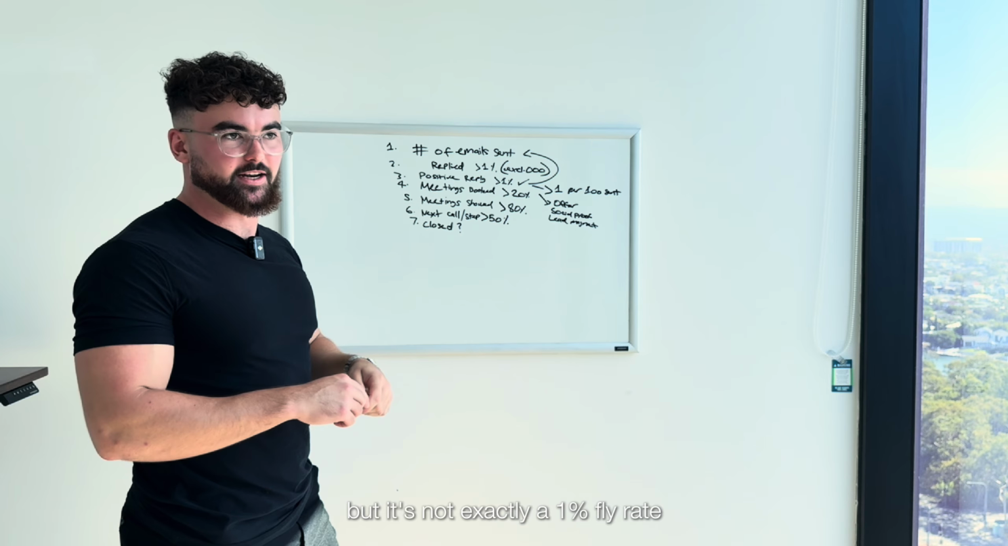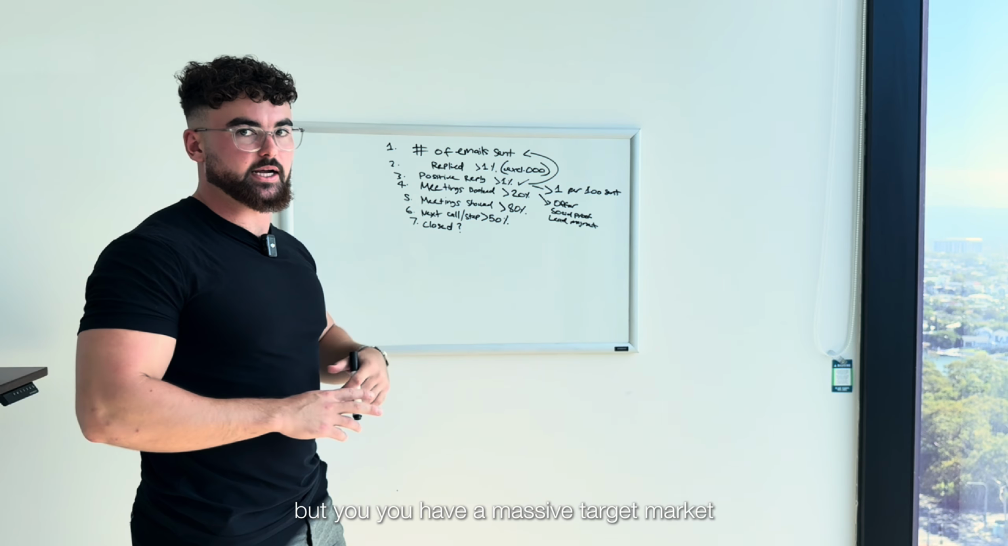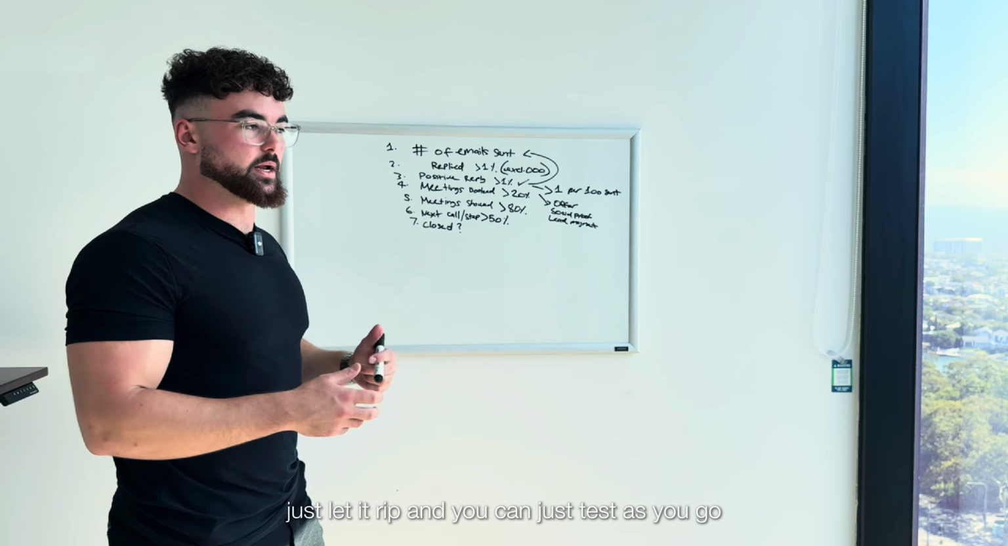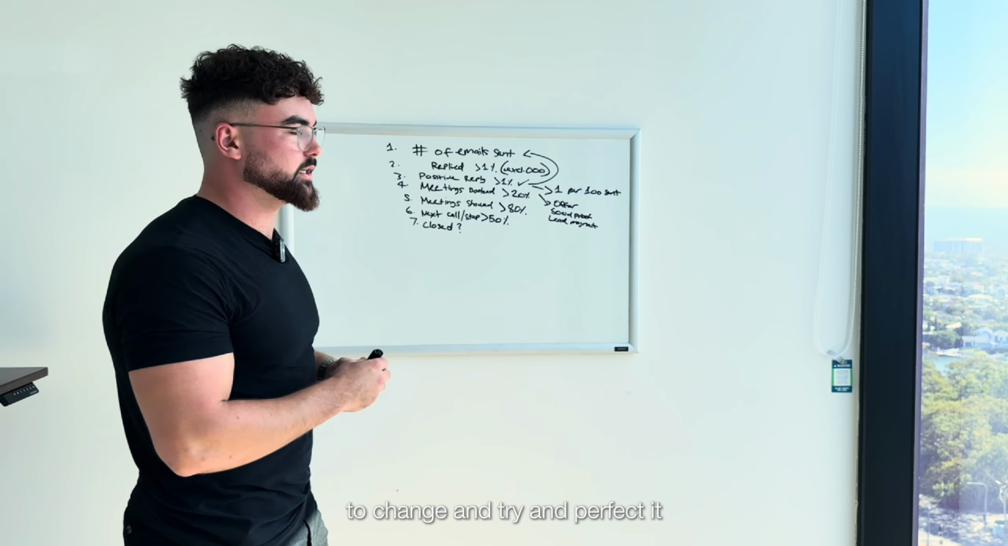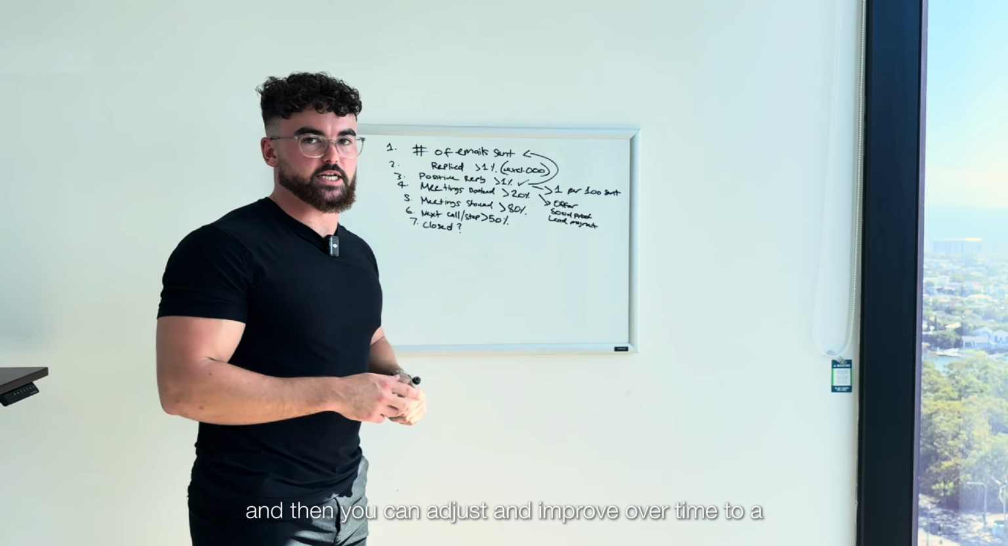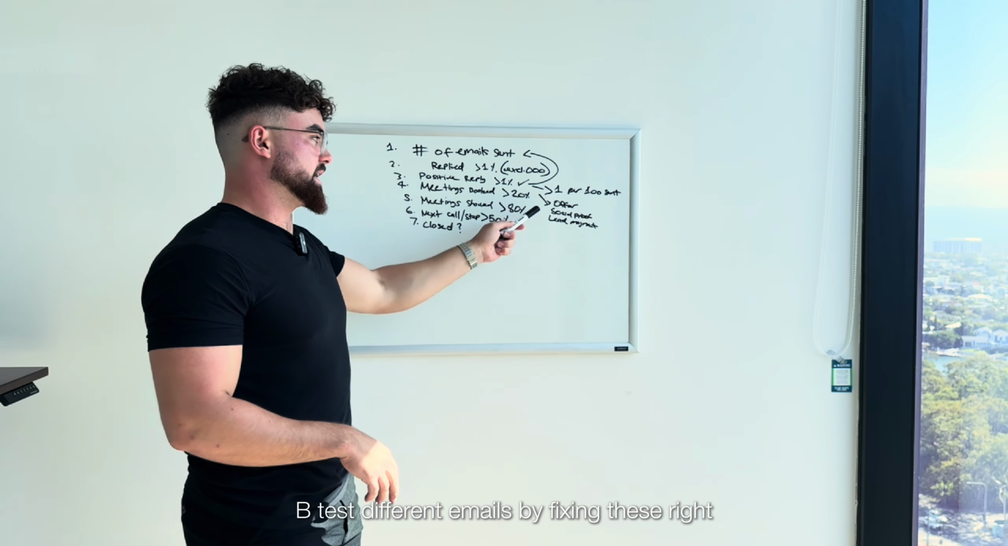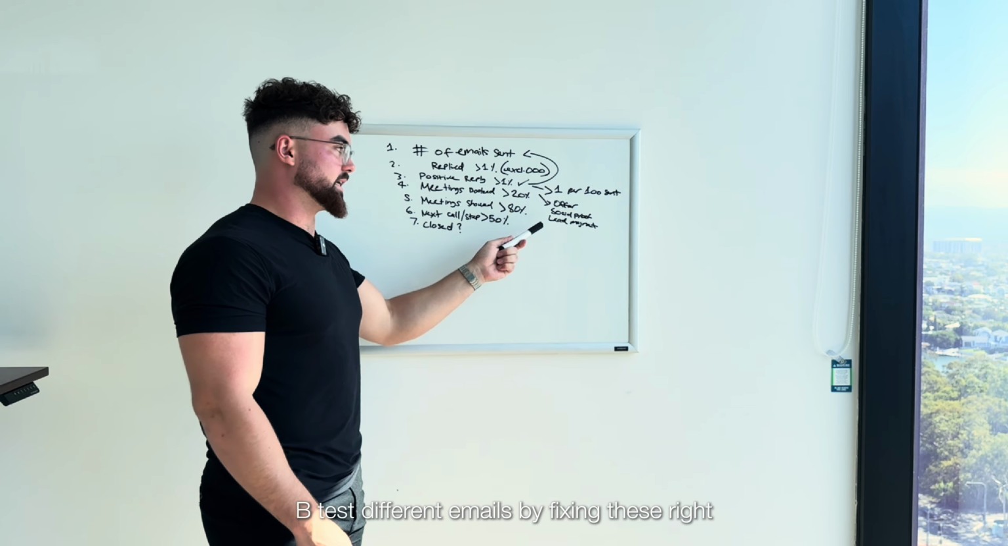The other thing as well, if you are getting close to a 1% response rate, but it's not exactly 1%, but you have a massive target market and you're just scaling it out, just let it rip and you can just test as you go. So I wouldn't be pausing stuff to change and try and perfect it, but just let it rip and then you can adjust and improve over time to A/B test different emails by fixing these, right?